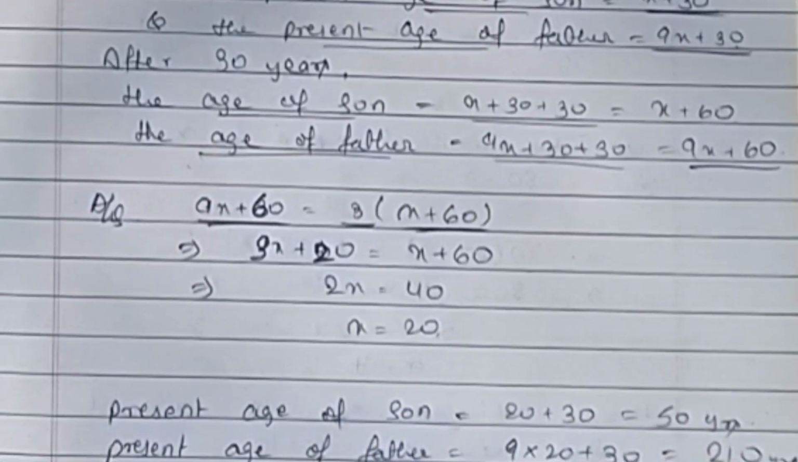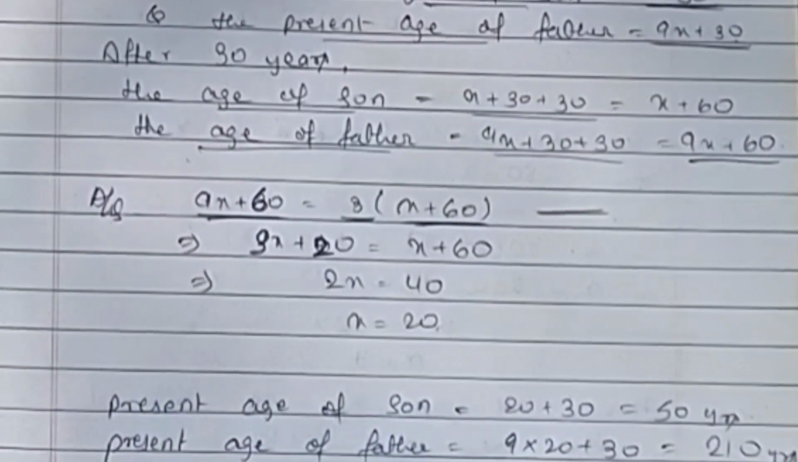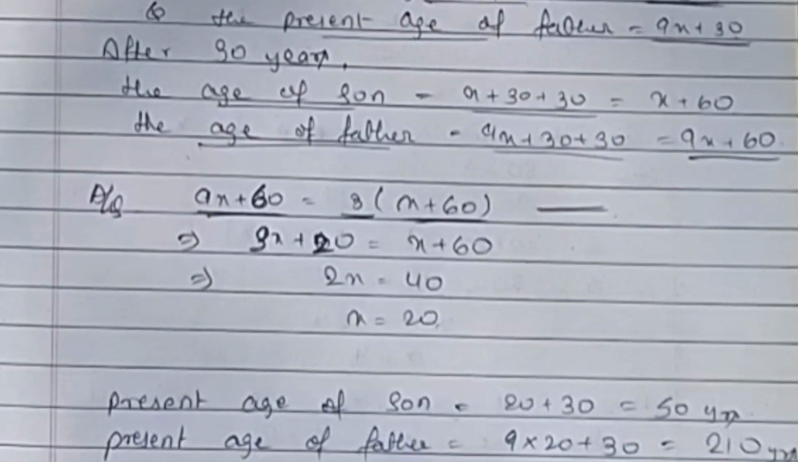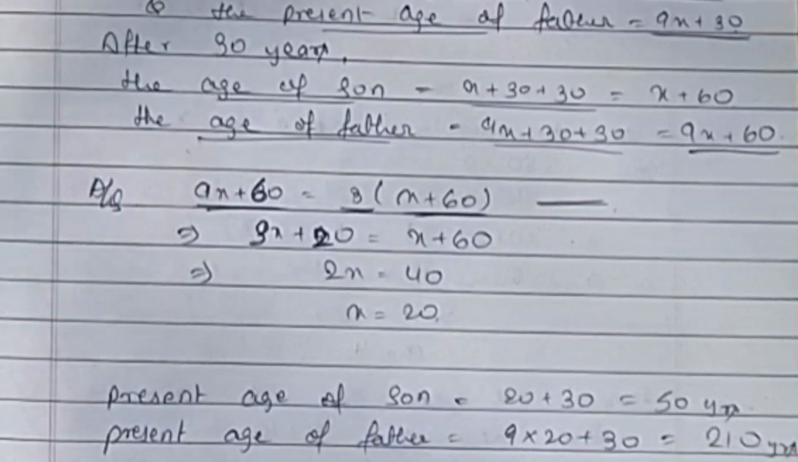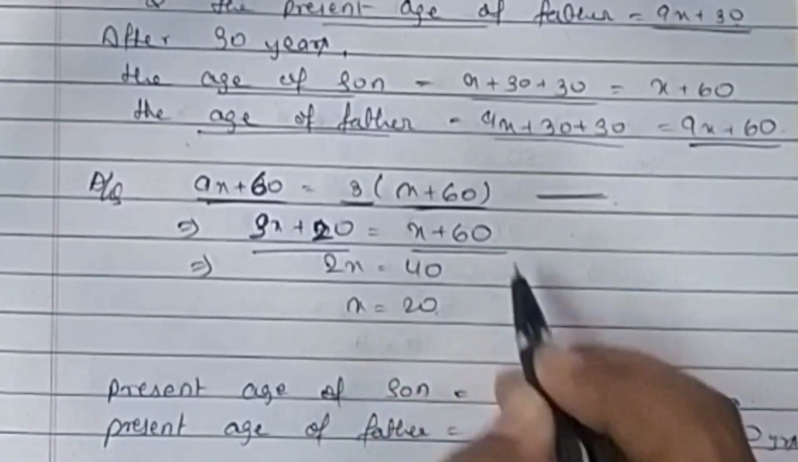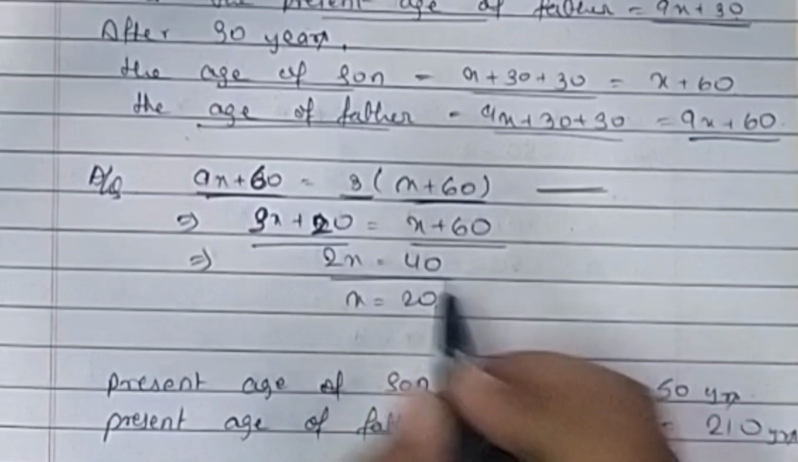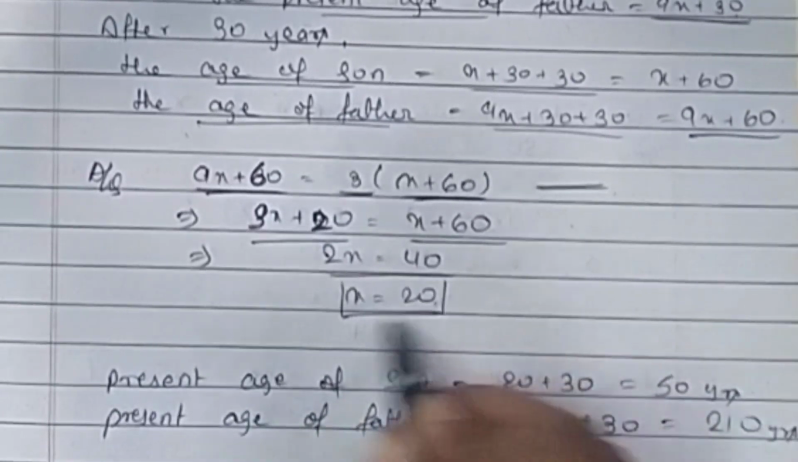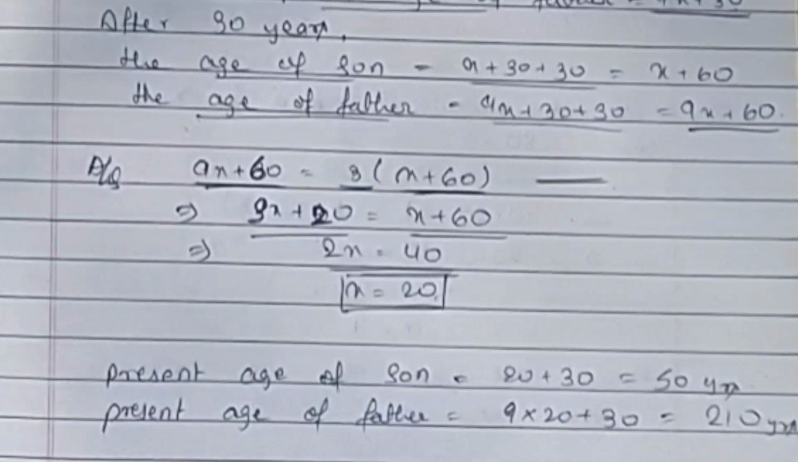By following this statement, we have made our equation. After we have prepared this equation, we have to solve it. By solving it, we will get 3x plus 20 equals x plus 60. And hence 2x equals 40 and x equals 20. So we have found the value of x to be 20.